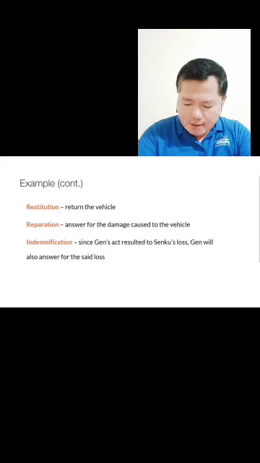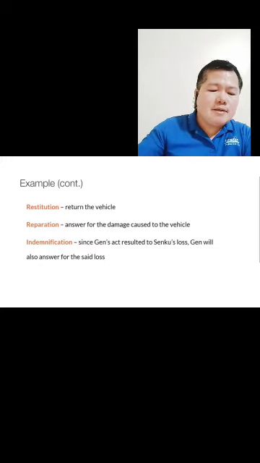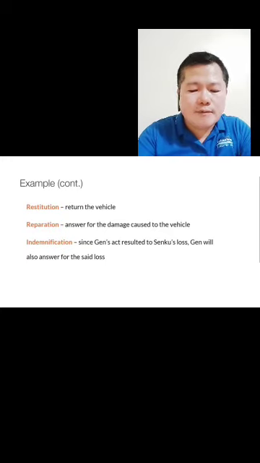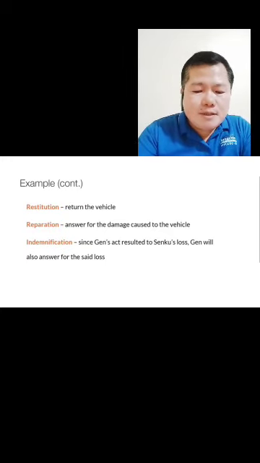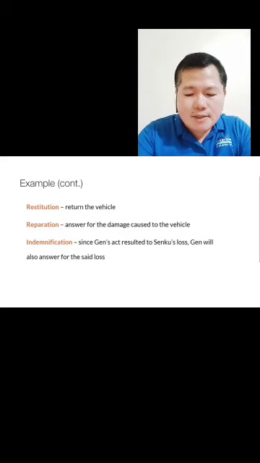But if the car got worse, like it exploded, then there's nothing left. Here, in this restitution, instead of returning the specific car, the one to be returned by Gen is the monetary value of the car, so the fair value normally. So again, restitution comprises the return of the thing. But if it is not possible to return the thing stolen, the one to be returned is the monetary value of the thing stolen. So let's analyze.